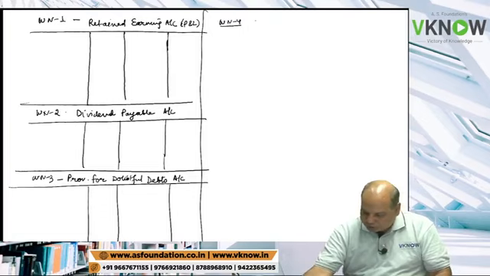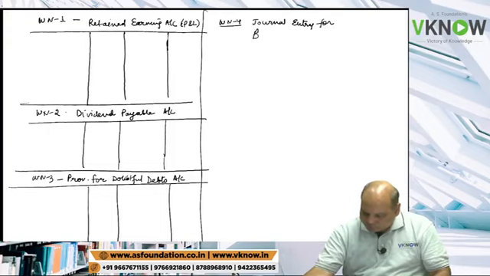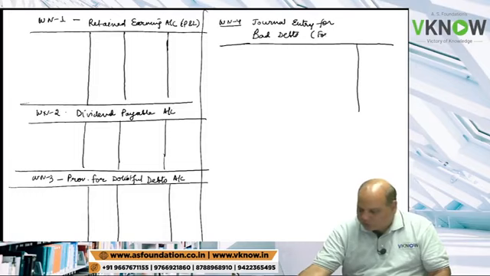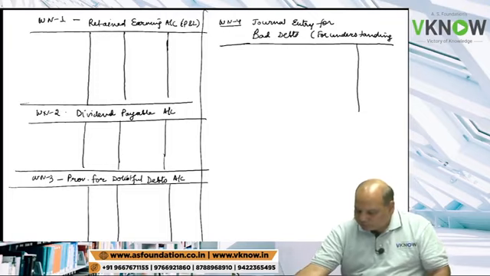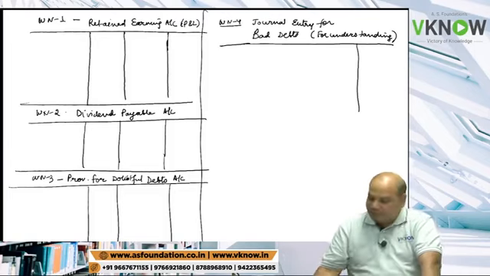Working note 4, write down the journal entry for bad debts. This is for understanding. In the exam, it is not required.